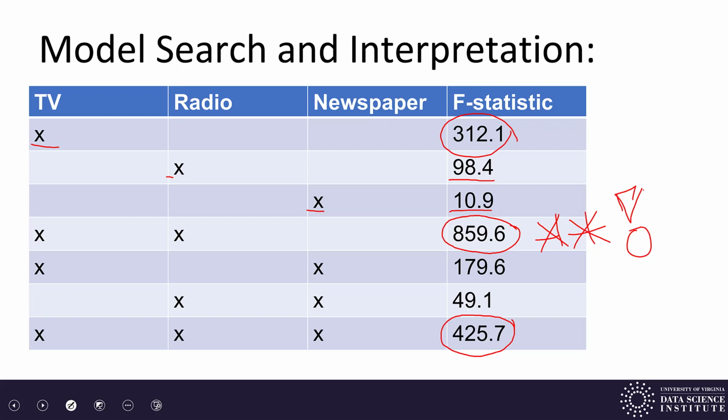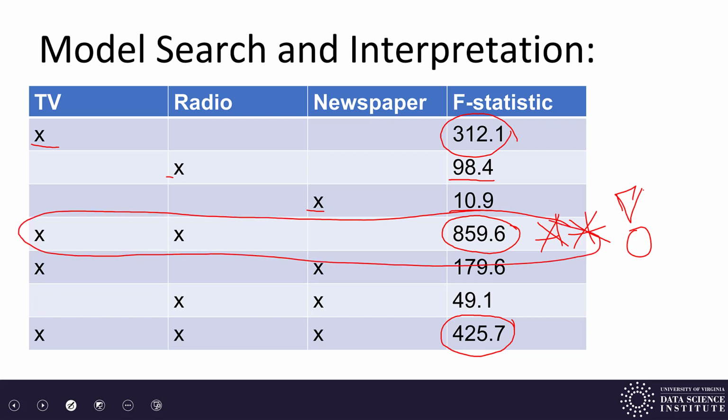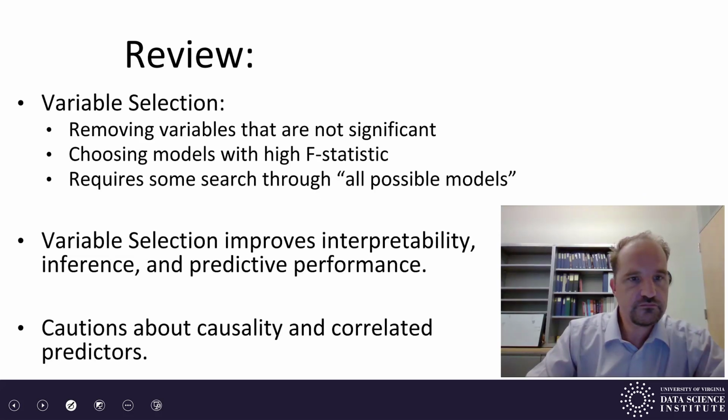But for us, the important thing is this high F statistic for using TV and radio, and this model in this row would be the model that we would probably want to use for prediction, and it's probably the most meaningful model out of our different options.